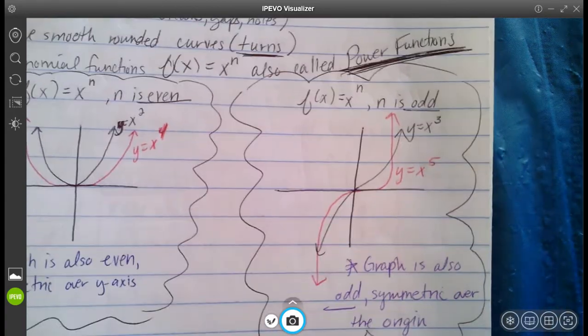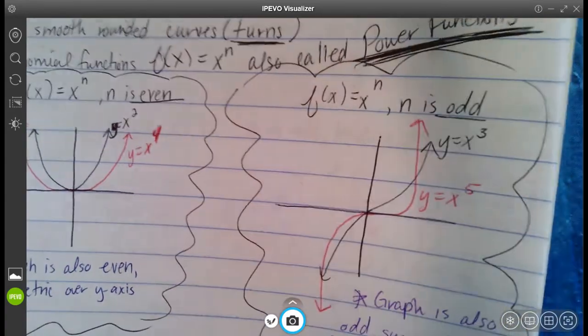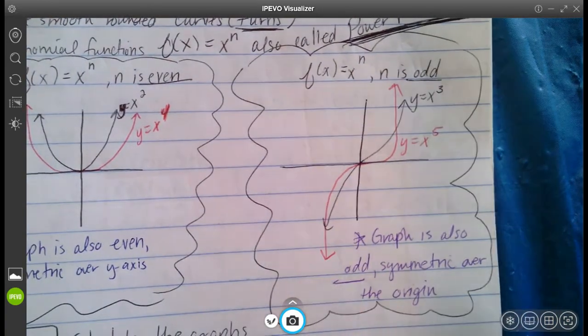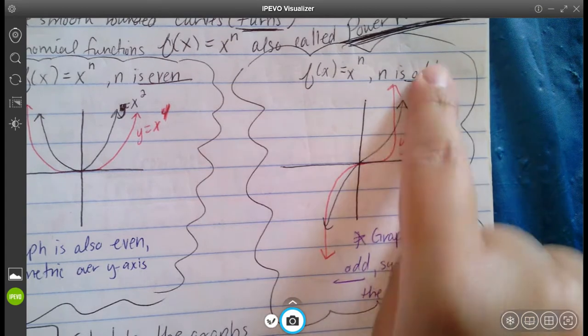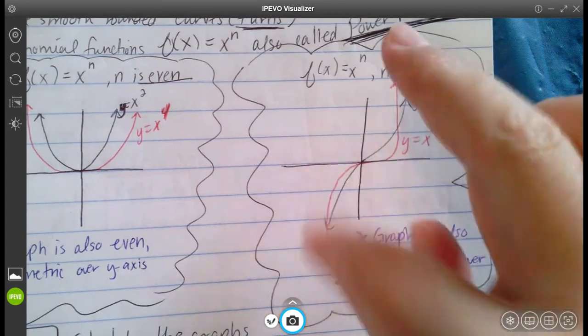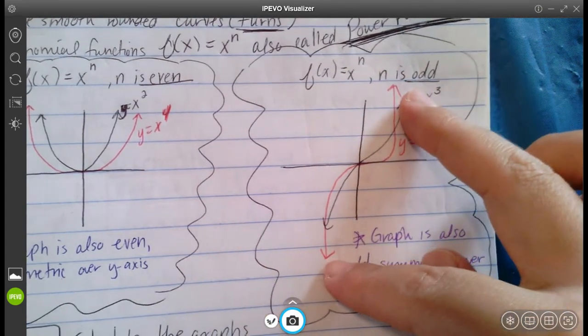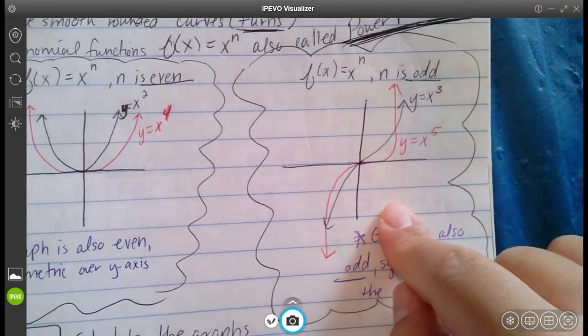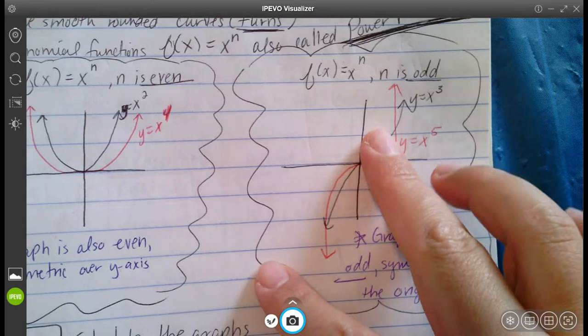Okay. These graphs are also odd. So they're not just odd by degree, but they're odd with respect to the origin. So symmetric with respect to the origin, where if you turn it 180 degrees, it's unchanged and it looks the same. Or you can do that double flip we talked about in the previous lesson. Okay, so just some things to take note of.